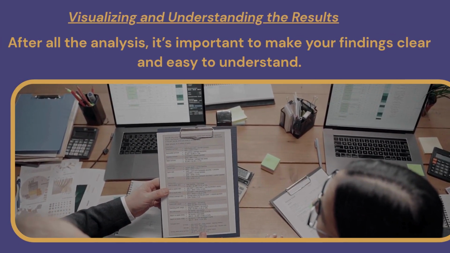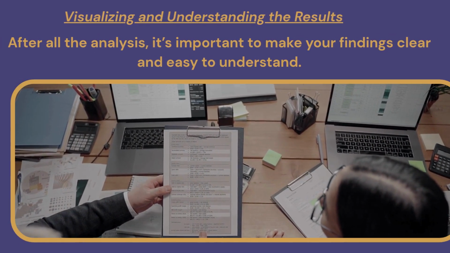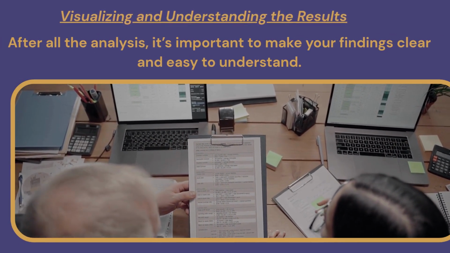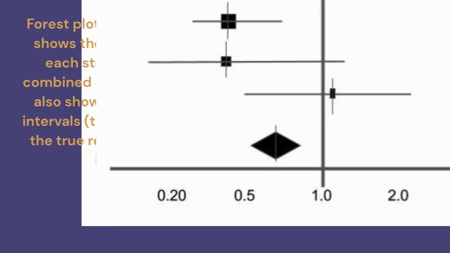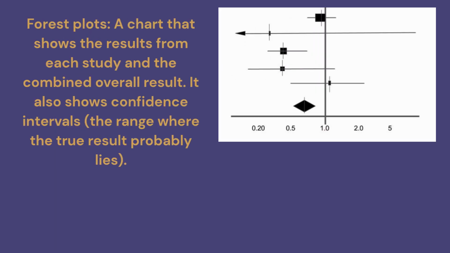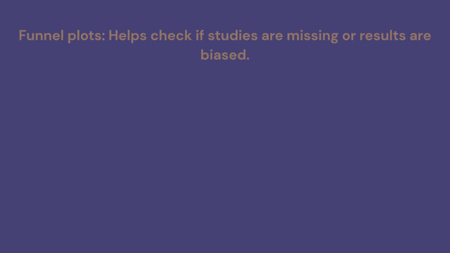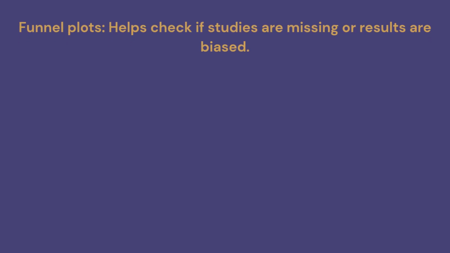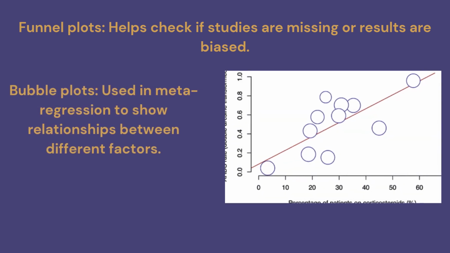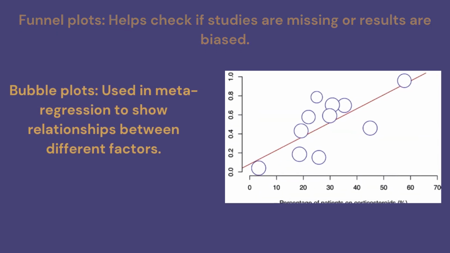Visualizing and understanding the results. After all the analysis, it's important to make your findings clear and easy to understand. Researchers use graphs like forest plots, a chart that shows the results from each study and the combined overall result. It also shows confidence intervals, the range where the true result probably lies. Funnel plots help check if studies are missing or results are biased. Bubble plots, used in meta-regression to show relationships between different factors.